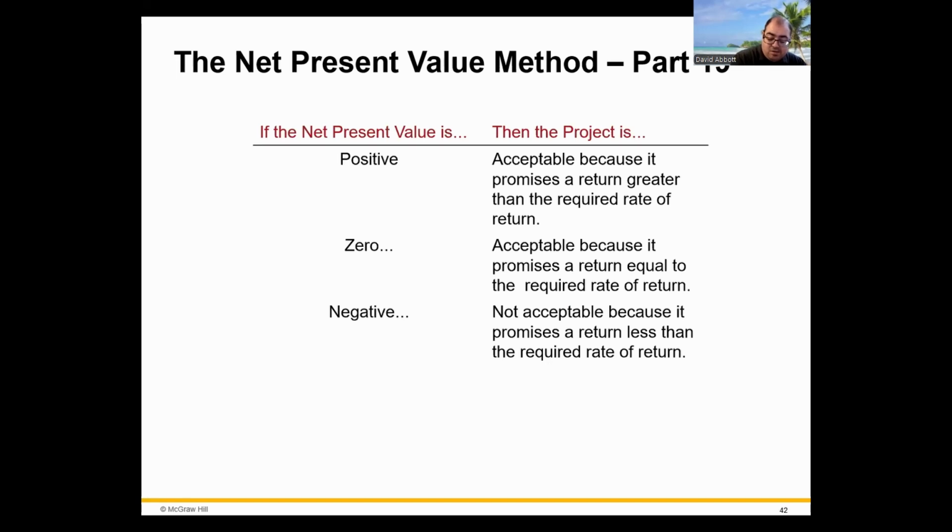A project that has a zero net present value has a return that is equal to the minimum required, and it would be acceptable. So either if it has zero or has a positive number, both of those would be acceptable. But if it has a negative net present value, it has a return that is less than the minimum required return, and then it would be deemed unacceptable.